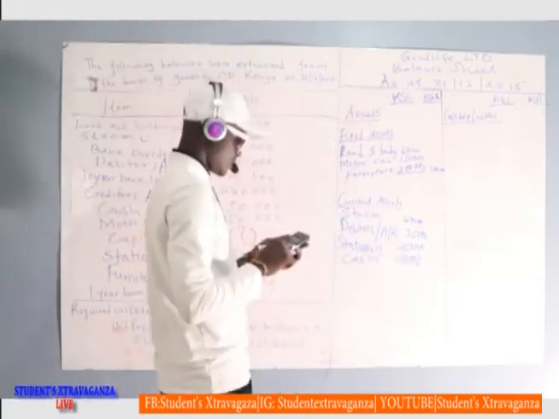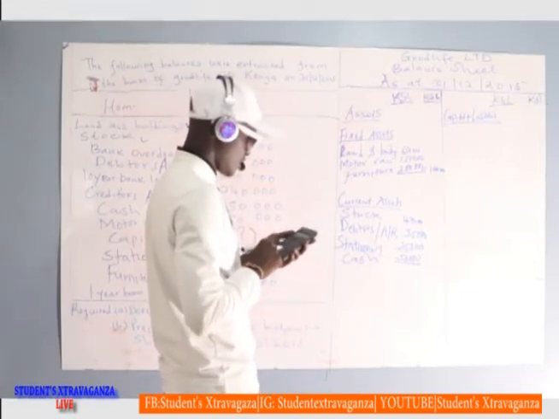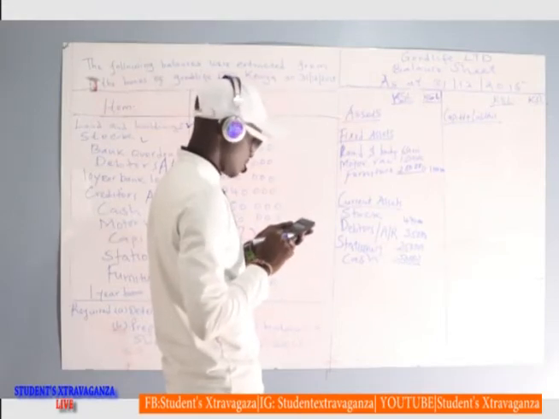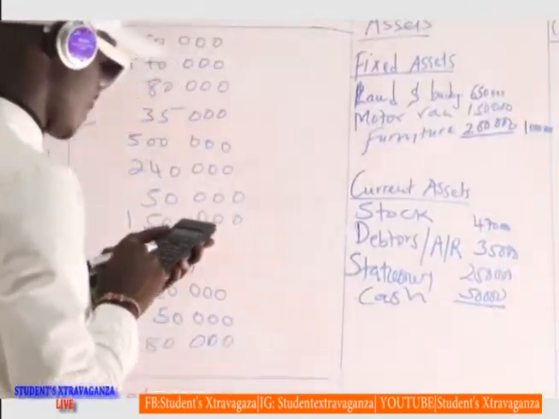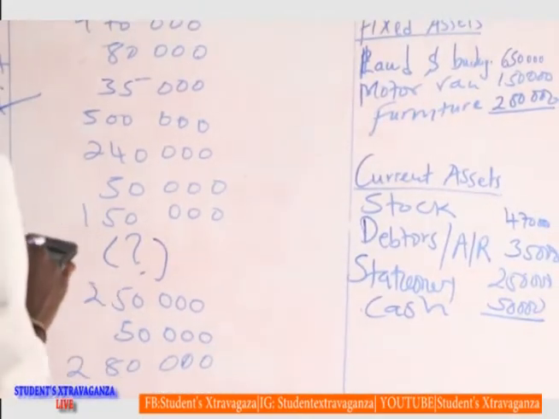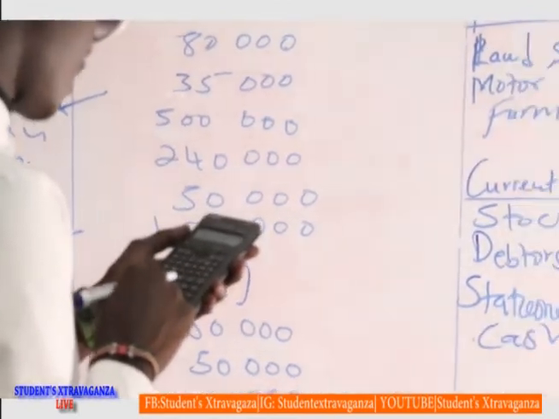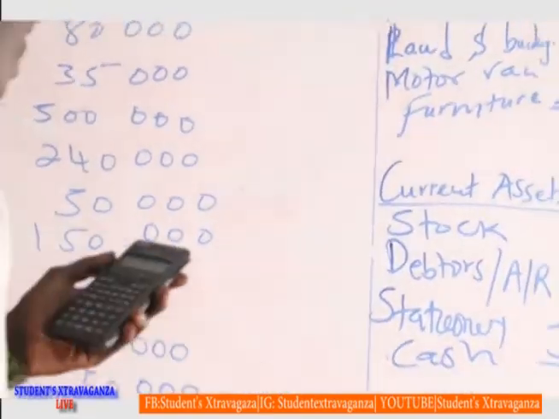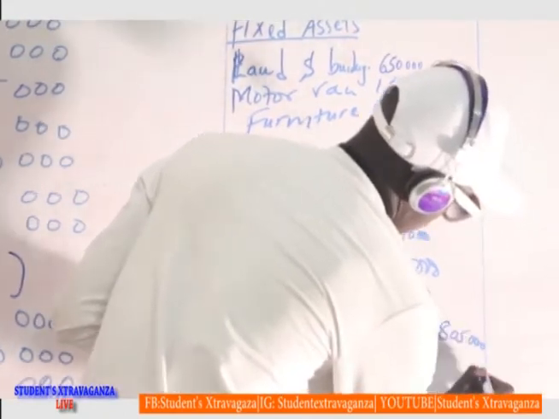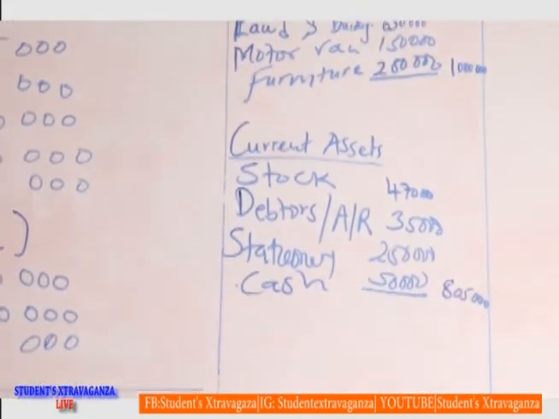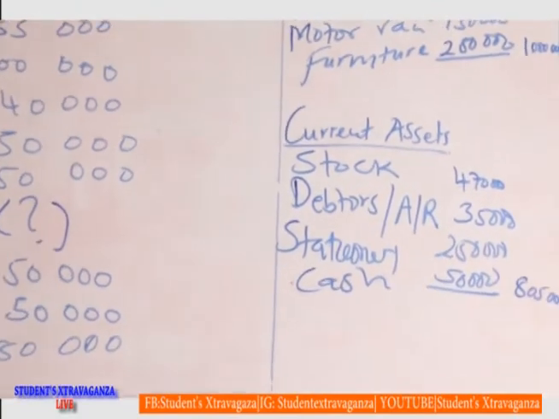Total of current assets: 470,000 plus 35,000 plus 250,000 for stationery plus cash 50,000. We acquire 805,000. We are done with this side.